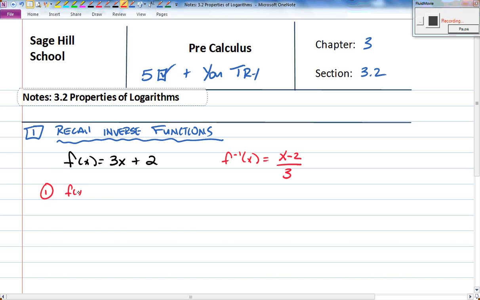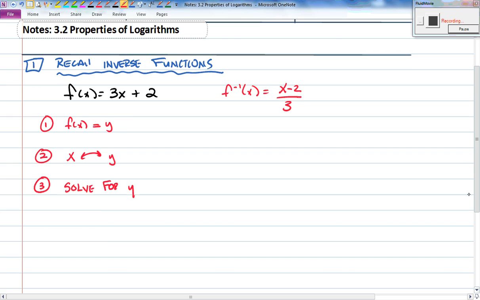Change f of x equal to y. Good. Step number 2. Then what'd you do? So switch x and y. Okay. And then the third thing, what'd you do? You guys solve for y, right? Yeah, exactly. And then finally make y equal f inverse of x, right? Okay, good. So here's my step 1, step 2, step 3, and we got an inverse function, right?